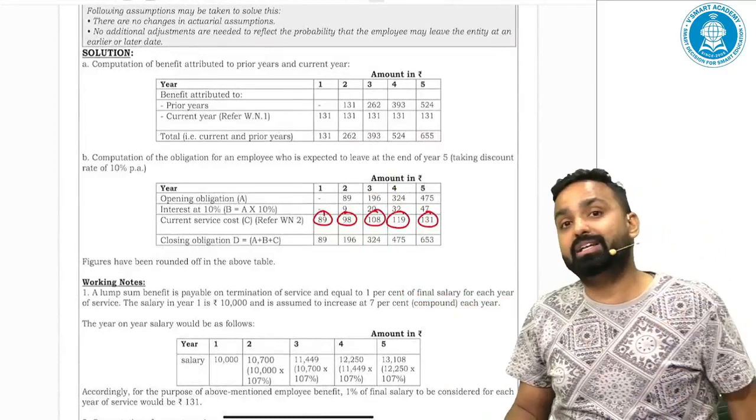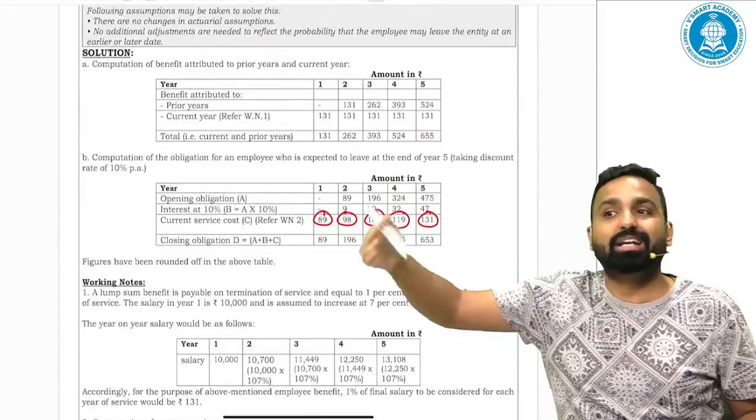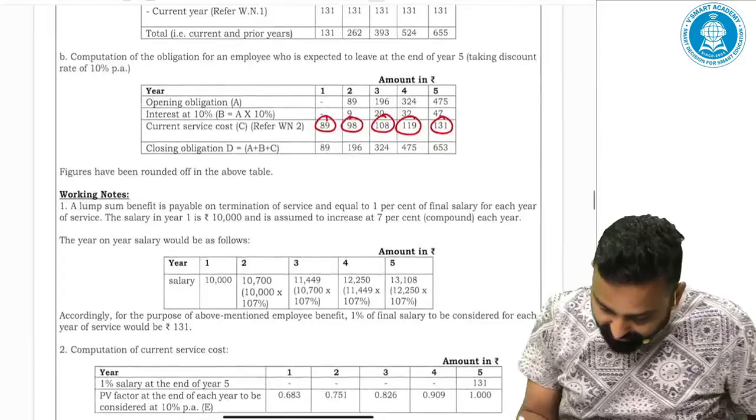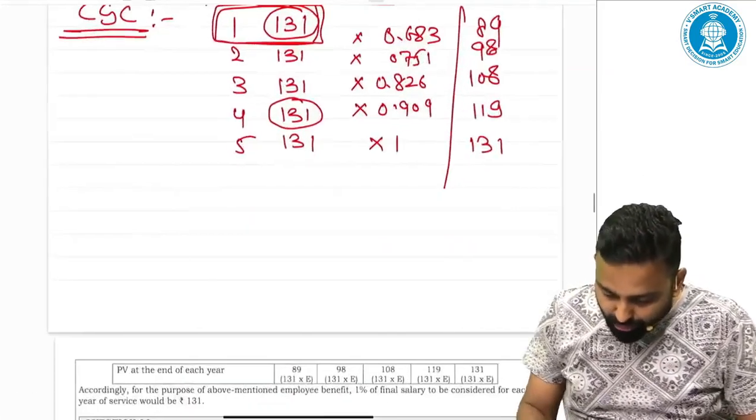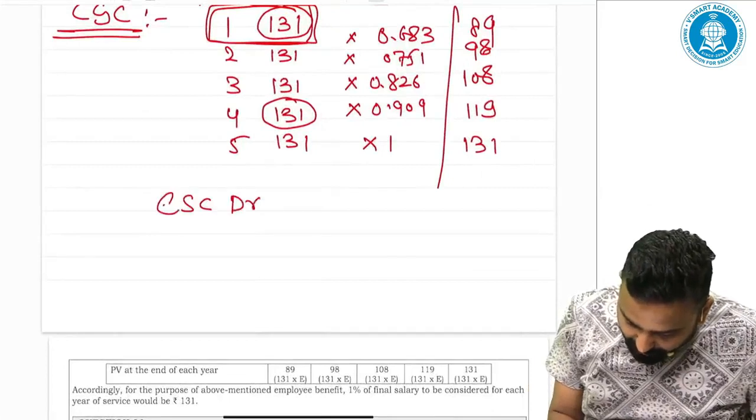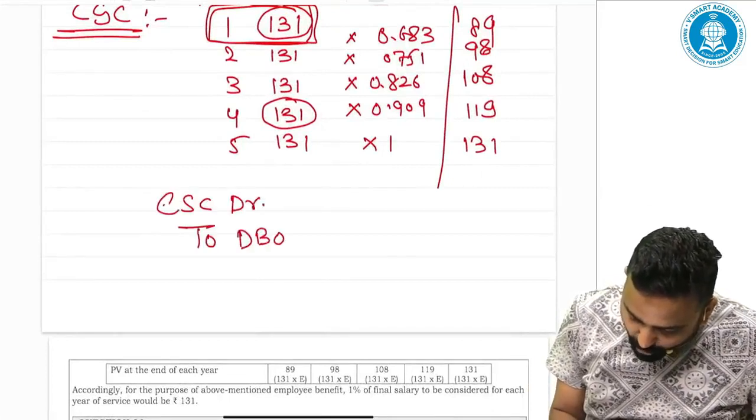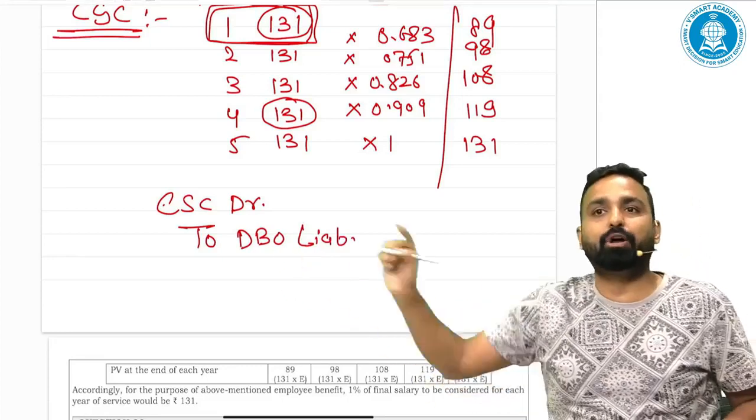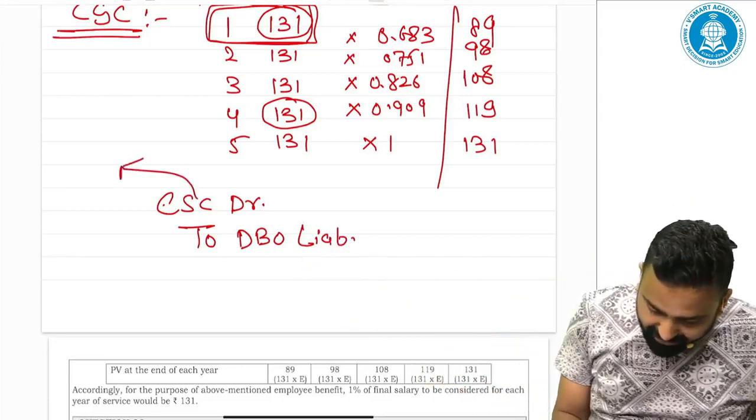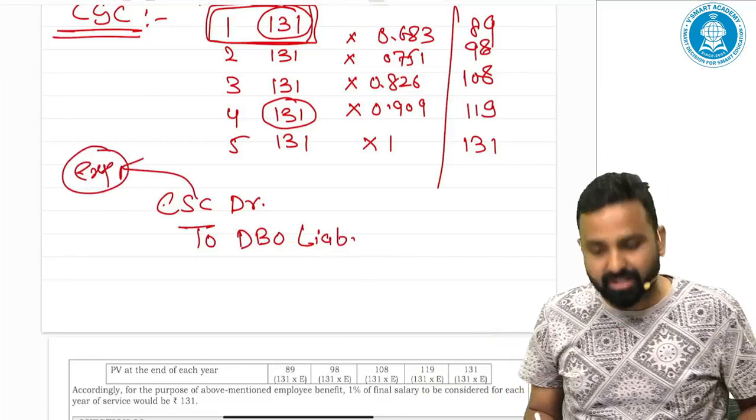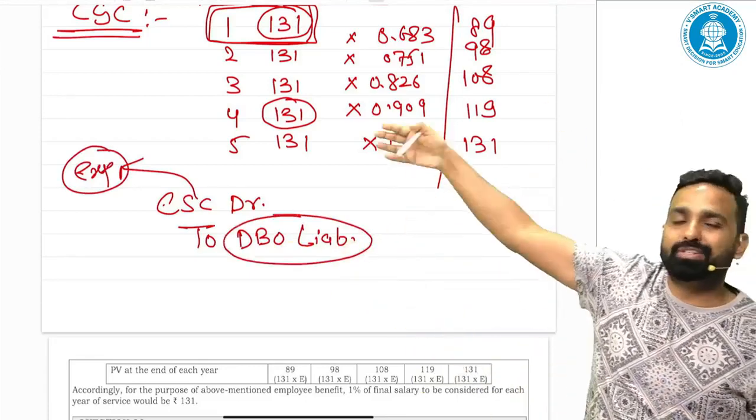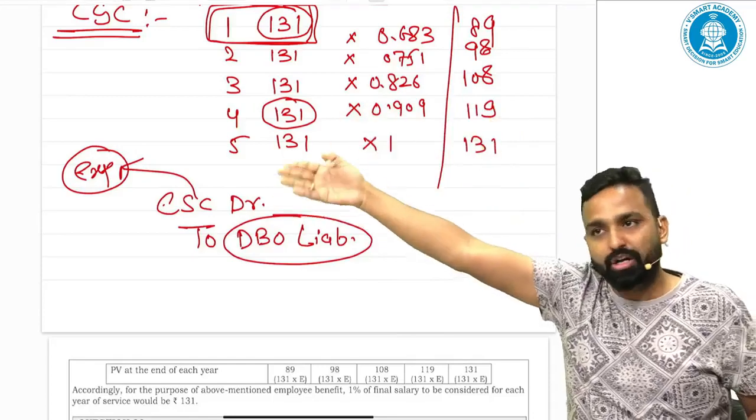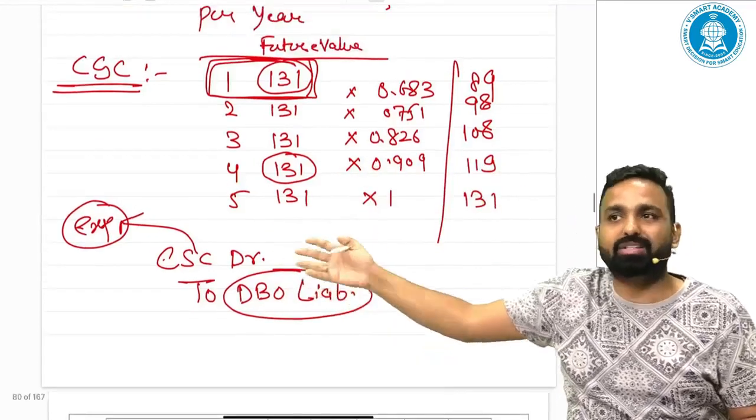Now after calculating current service cost, every year we have to calculate the interest on such current service cost. So in the first year, you booked 89 as a current service cost. What journal entry you will do? Current service cost account debit to DBO liability, defined benefit obligation liability. This is your employee benefit expenditure. And this is the liability which you are not paying right now. You will pay after 4 years, after 3 years, after 2 years, and so on. So this is how we used to create the current service cost.